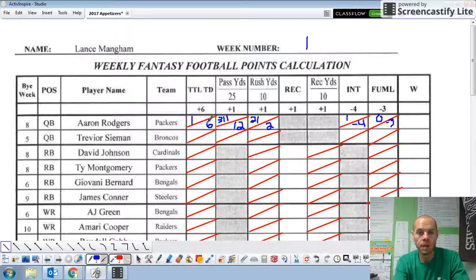So now I take my numbers at the bottom, 6, 12, 2, negative 4. Oh, sorry, that should be 0. Add those together. 6 and 12 is 18. 18 and 2 is 20. And 20 take away 4 is 16. So I'm sitting right now at 16 points Aaron Rodgers earned for my team. I'll do the same thing with my next quarterback.